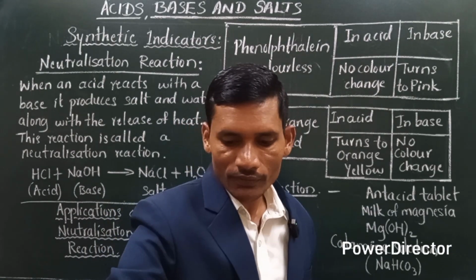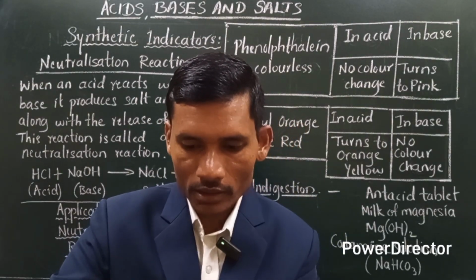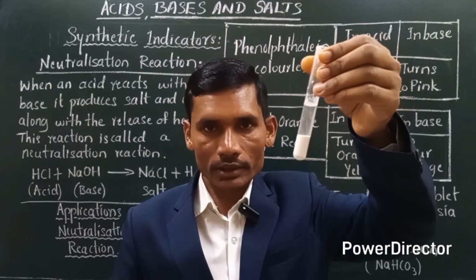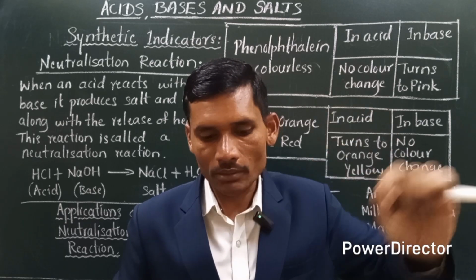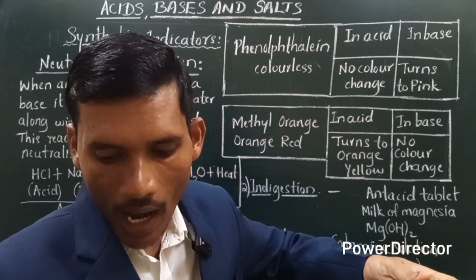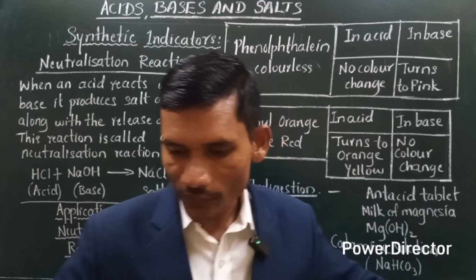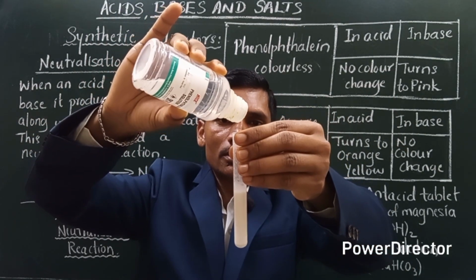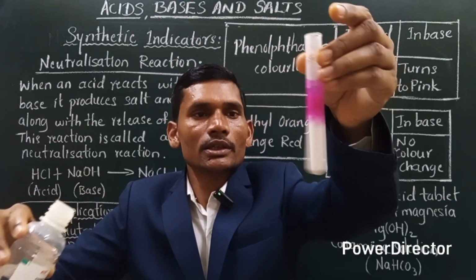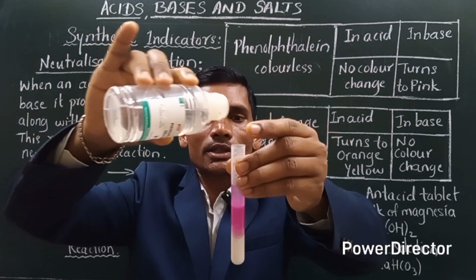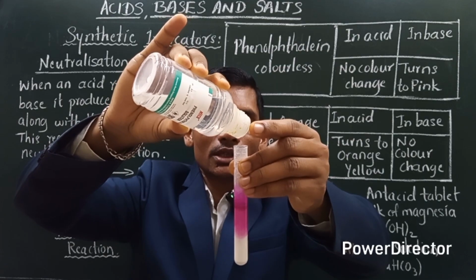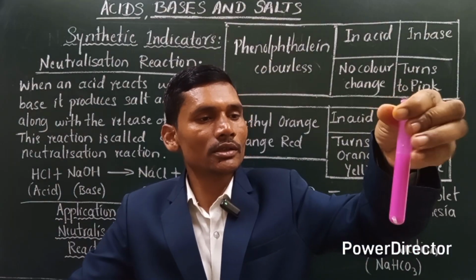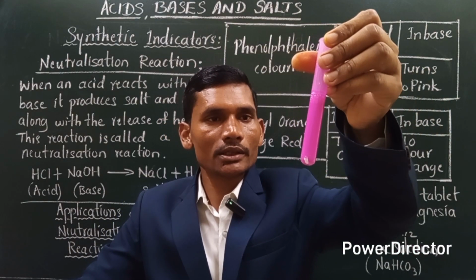And phenolphthalein will test for other bases also. Here I am taking one more, calcium hydroxide solution. If you add a little phenolphthalein indicator, we will test what color it changes to. This is also a base. Look at this, there is again a change in color. It is changing to pink color in presence of base.